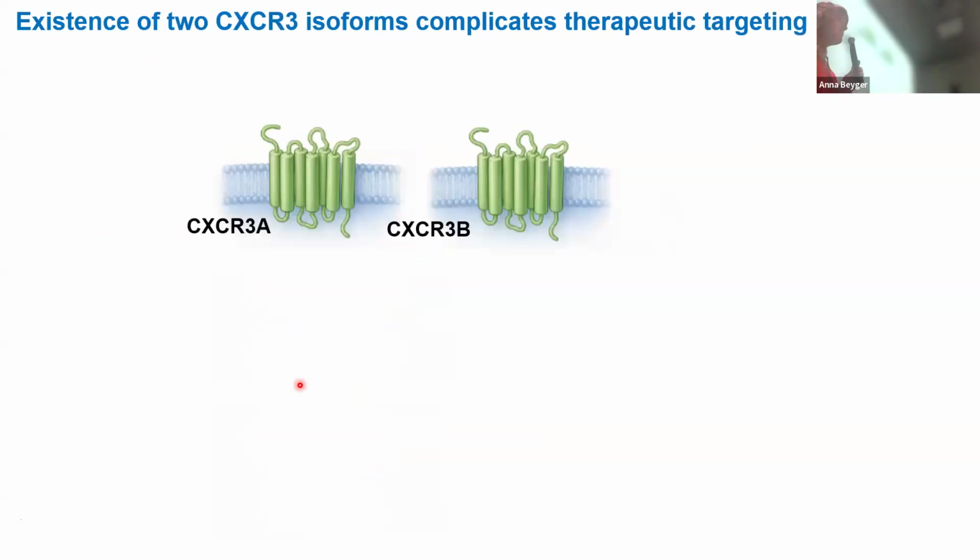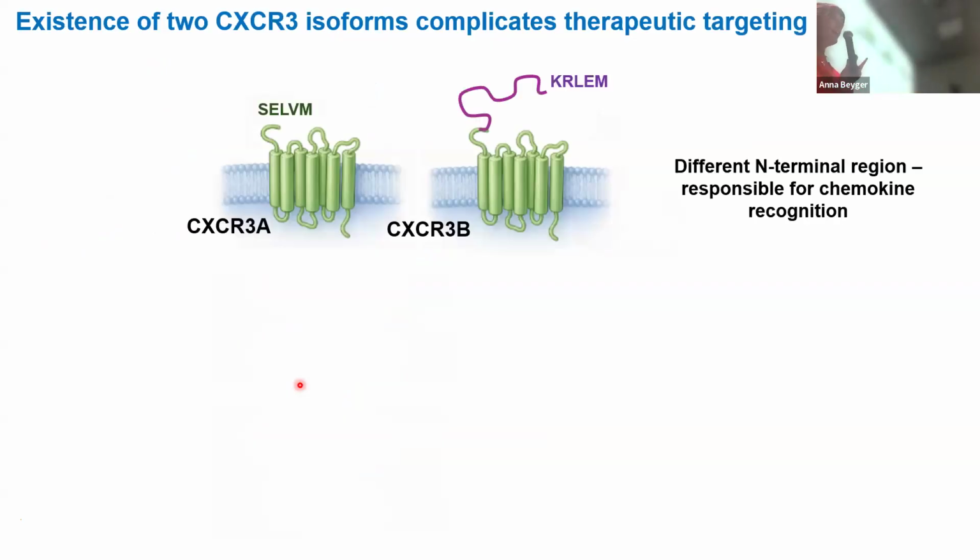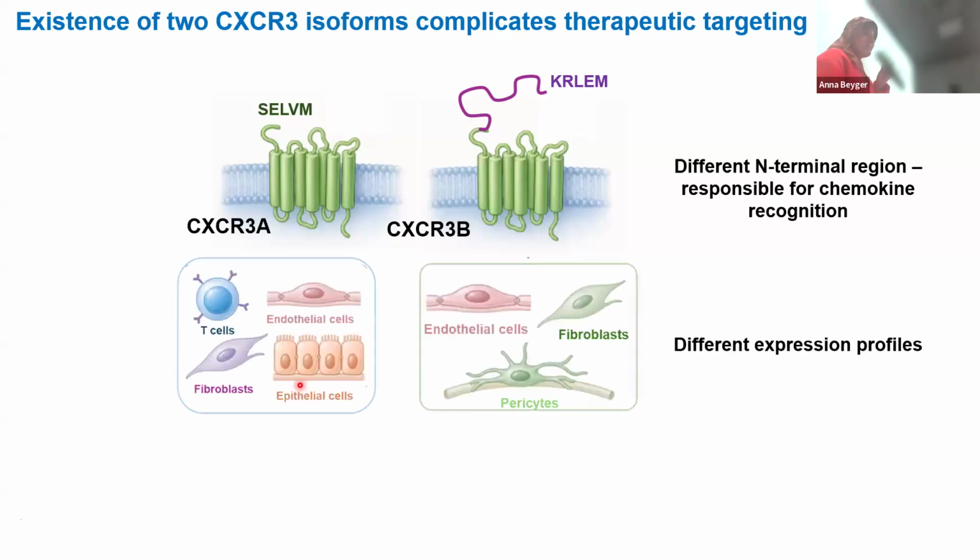And these isoforms are pretty much identical when we look at their transmembrane sequences, but where the difference happens is in their N-terminal region. So CXCR3A is what we would call a shorter isoform, and CXCR3B has this N-terminal region elongated by around 50 amino acids. And this region is important because that region is what first recognizes agonists. So it can influence how the receptor interacts with its endogenous chemokines as well as therapeutic ligands.